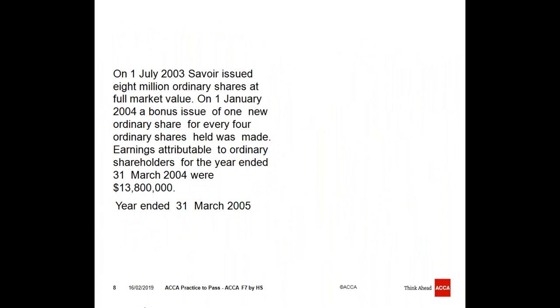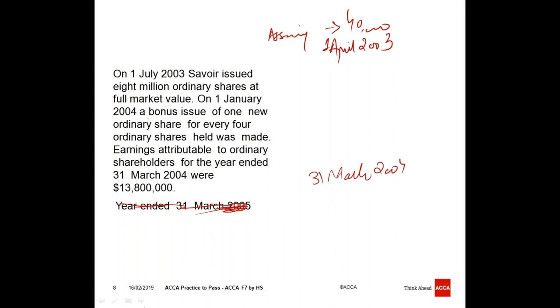Next is the issue of bonus shares. Assuming the company has 40 million shares at 1st April 2003. That's wrong totally. The company has 40 million shares on 1st April 2003 and the year end is 31st March 2004. Now this is the case of a bonus issue. You can see here on the screen, this is the case of a bonus issue.